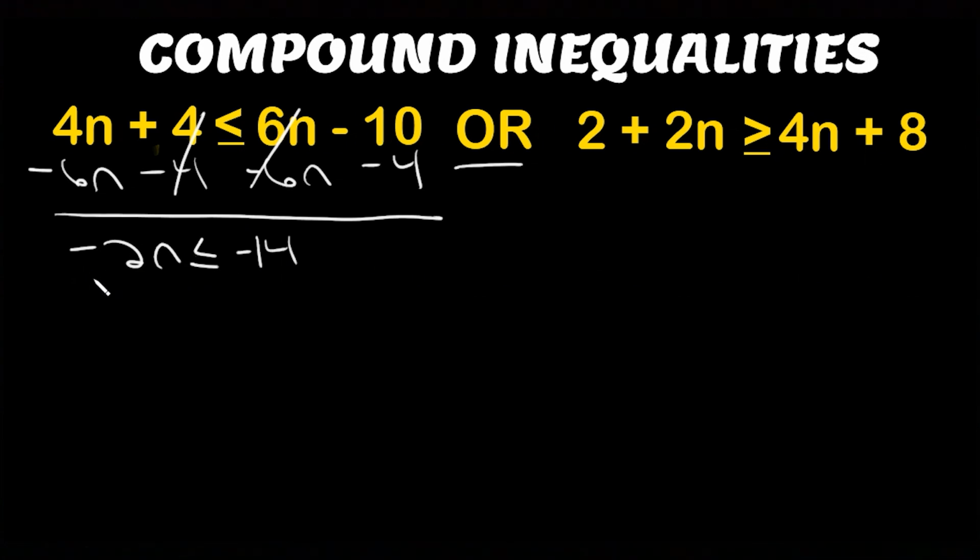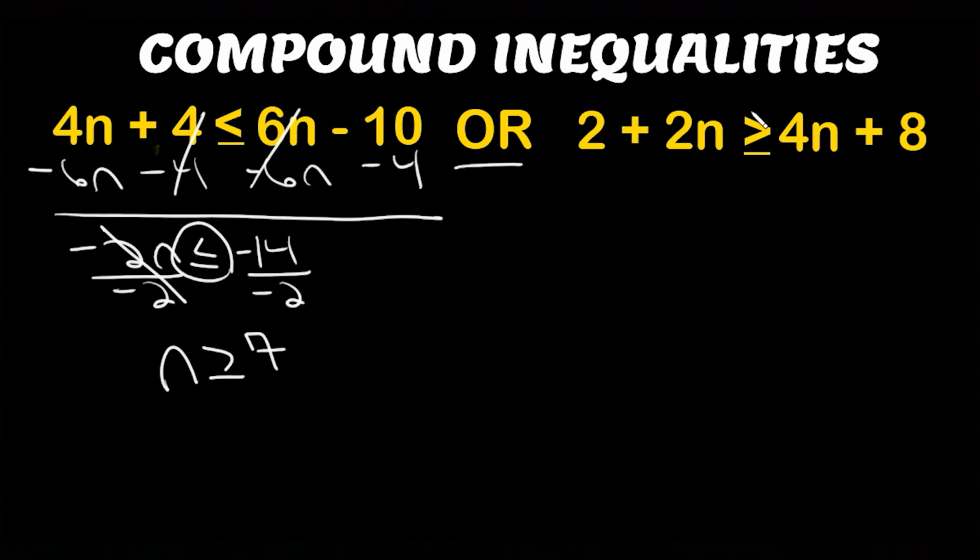My last step, divide both sides by -2. Now remember, I did divide by a negative here, so I need to go ahead and flip the inequality. I'm going to circle it so I don't forget. So I get n is greater than or equal to, flipping it, right? +7. Okay, there it is. Let's go ahead and solve this one now.